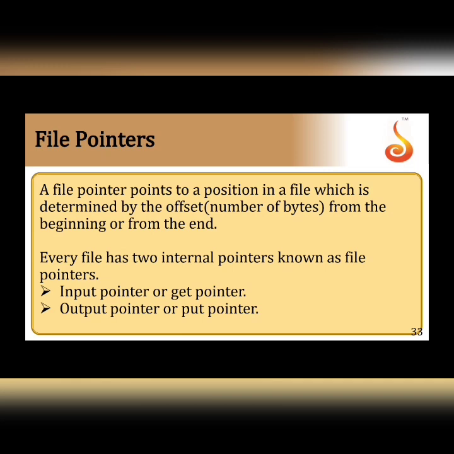The next important topic and the last topic of this chapter is file pointers. So what are file pointers? File pointers are something which point to a position in a file which is determined by the offset, that is, the number of bytes from the beginning. Like, what are the operations you can do on your file, the reading and the writing. So this pointer tells you where exactly the write pointer and the read pointer are. For that reason, I would be using file pointers.